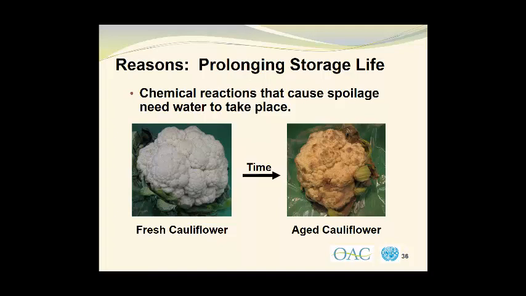black. This is due to a chemical reaction that is induced by an enzyme that's present within the tissue of the cauliflower. The name of the enzyme is polyphenol oxidase, but you don't really need to worry about that. What you need to be aware of is that chemical reactions can take place in the presence of water under suitable conditions that will cause spoilage of the food.